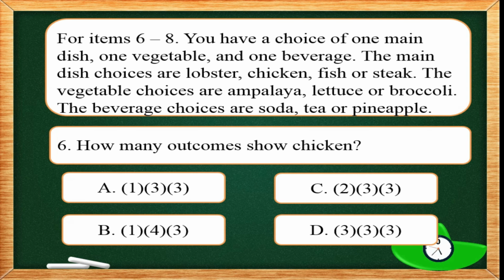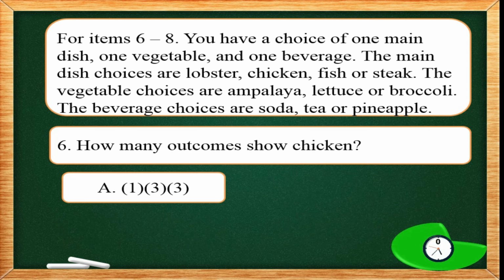You're correct if you have chosen A. That's one main dish, that's chicken, then 3 vegetable choices, and 3 beverage choices.